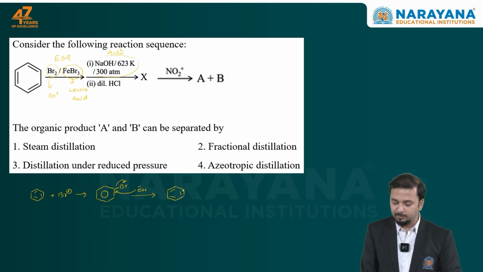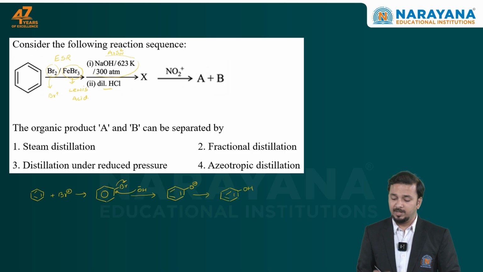This will lead to formation of phenoxide ion, and this phenoxide ion in presence of dilute HCl will be converted to phenol. After this, it is treated with NO2 plus.